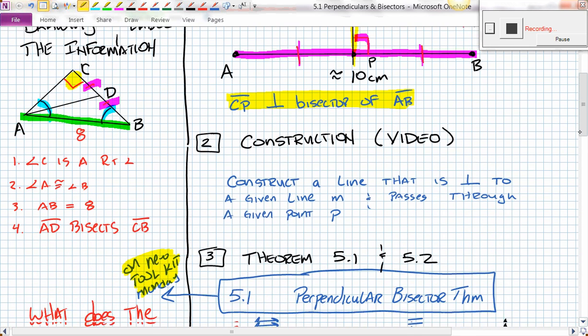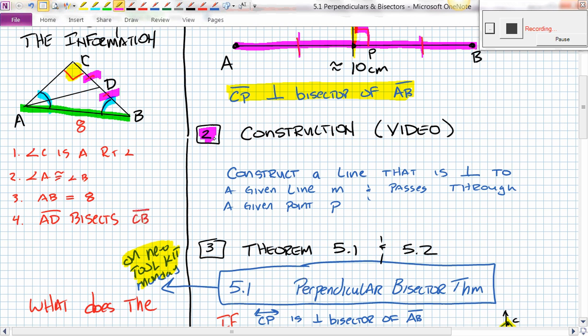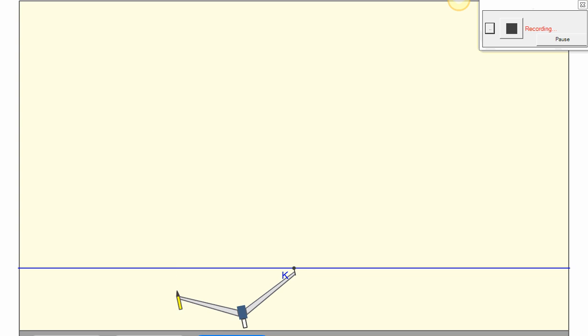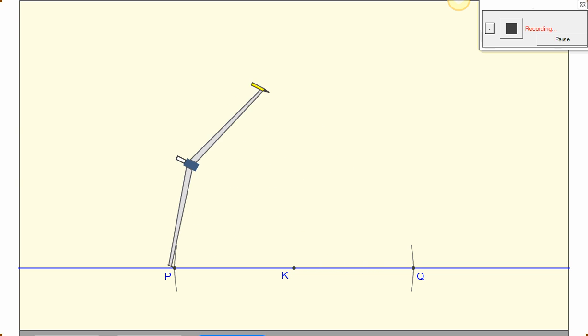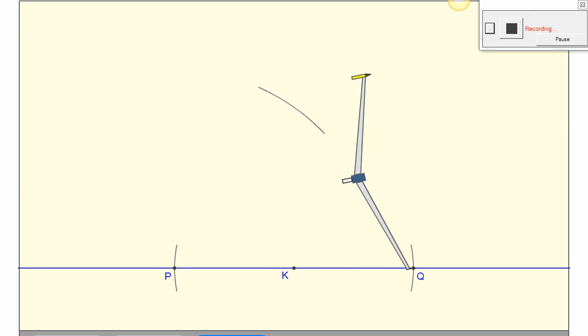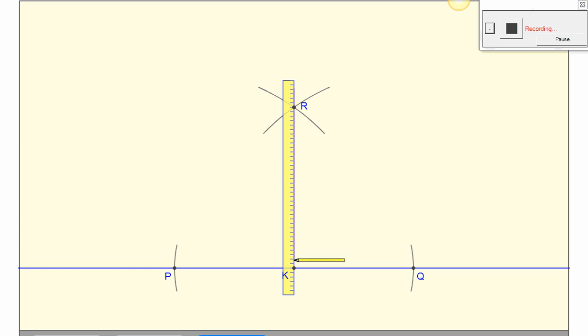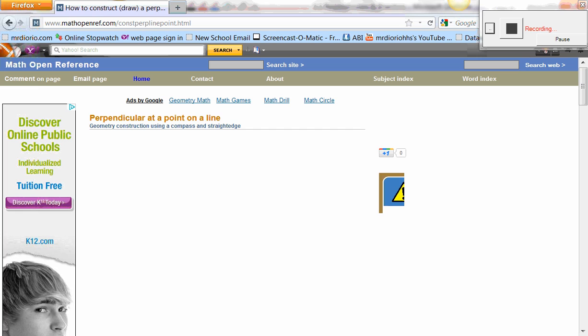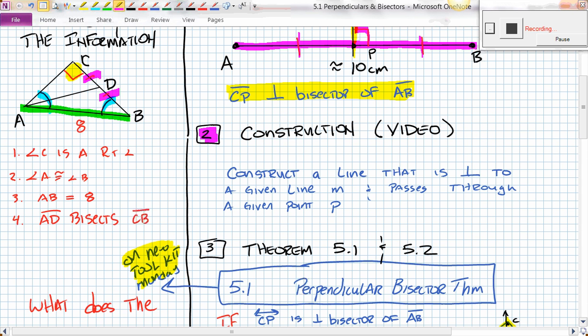Pretty straightforward. Box number 2 was a construction, and here's the video that we're going to watch for the construction. So we watched this, basically. This is a great website, by the way. It's called mathopenref.com. If you get a chance, check it out. Anyways, we're constructing a perpendicular bisector here. It shows you how to do it. We actually did this in class together. And everyone should have that in their notes, and there you go. So that's pretty sweet right there.